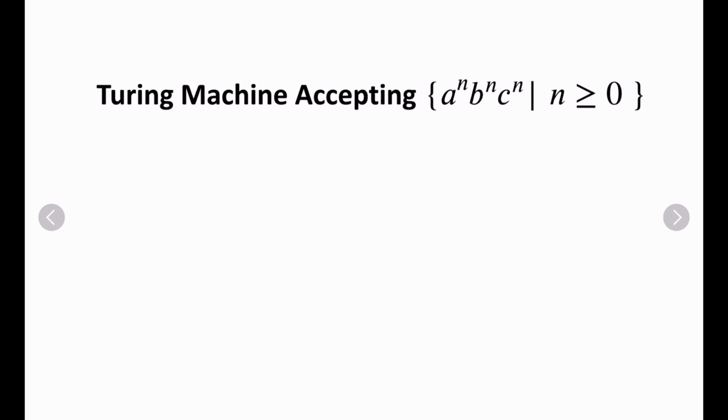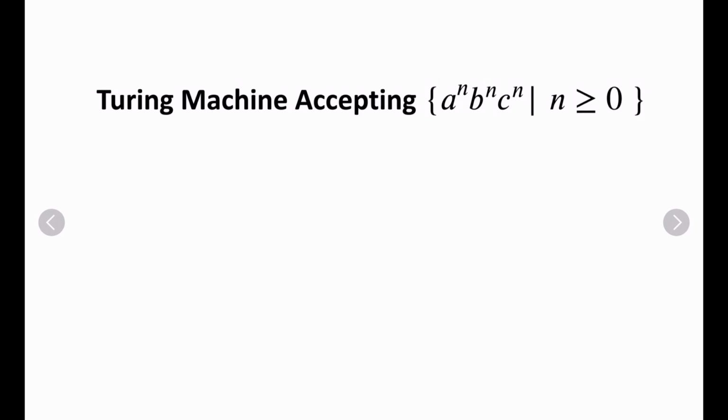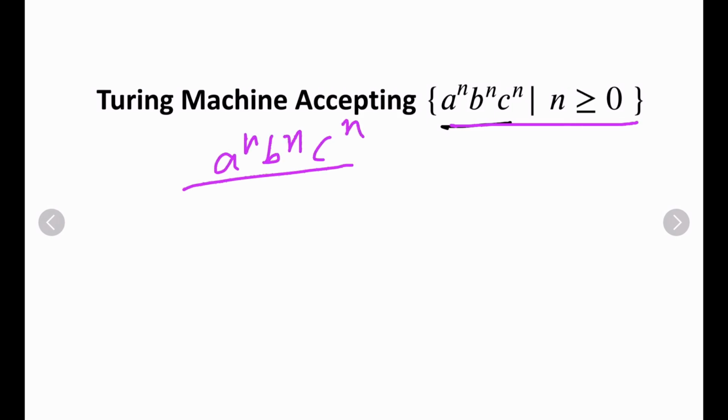In this video, we design a Turing machine to accept a^n b^n c^n such that n is greater than or equal to 0. What does it mean? The program accepts a power n, b power n, and c power n. That means the number of a's, b's and c's should be equal. Suppose n is equal to 2, what will be our string? a, a, b, b and c, c.